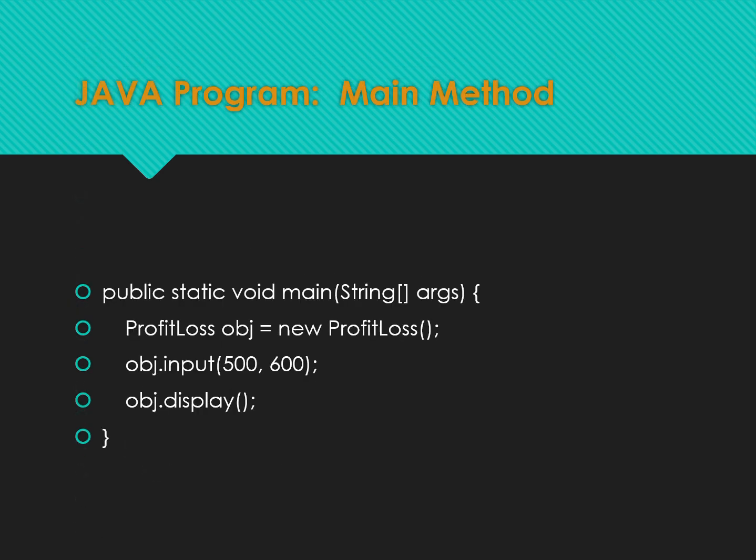In the main method, we create an object of the ProfitLoss class. Using the input method, we assign values to cost price and selling price. Then we call the display method to compute and print the result, whether it's a profit or loss, along with a percentage. This demonstrates how object-oriented programming allows clean separation of logic using classes and methods.